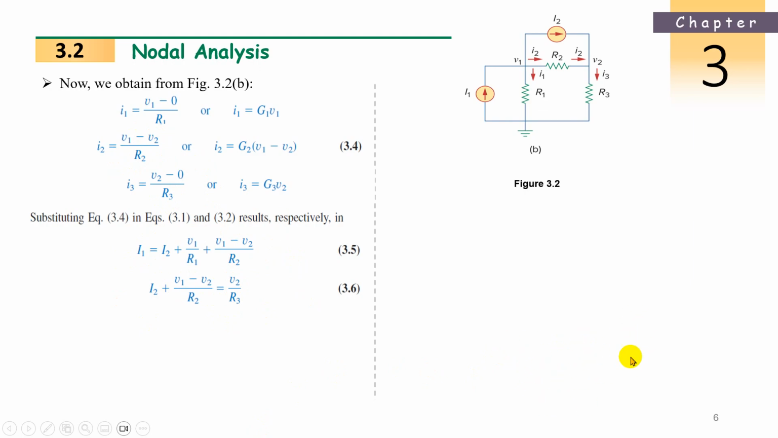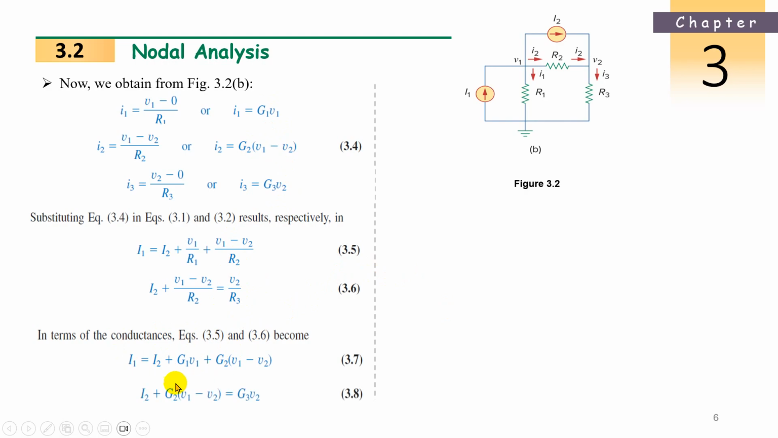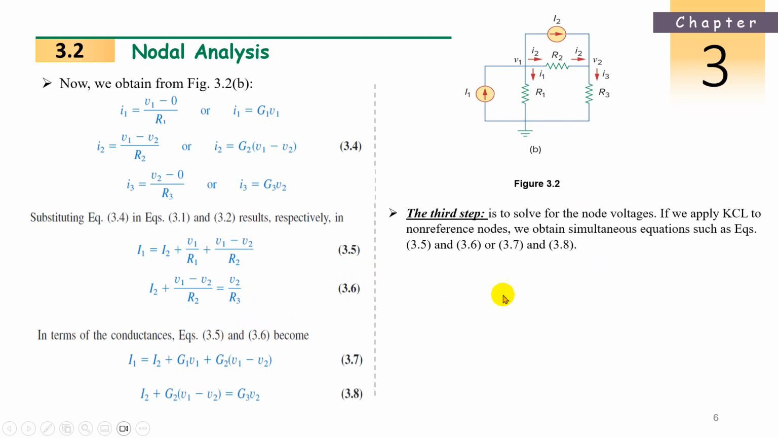Then you can solve in two methods, that is called elimination technique and Cramer's rule. Or you can use conductance also. These R1, R2 you can use in terms of conductance, so the same equations in terms of conductance. Now how to solve this equation?